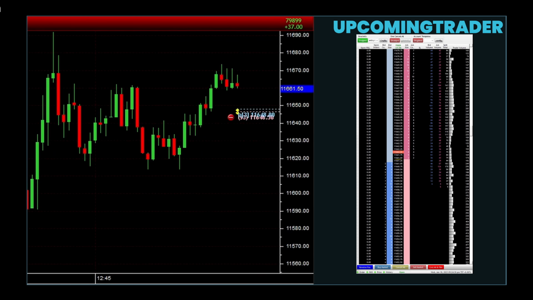Next, let us talk about limit orders. A limit order lets you set a specific price that you are willing to pay to buy or sell a stock. With a limit order, your trade will only happen if the stock reaches the price you have chosen. This means you have more control over the price of your trade, which is great for making sure you do not pay more than you want to or sell for less than you planned.